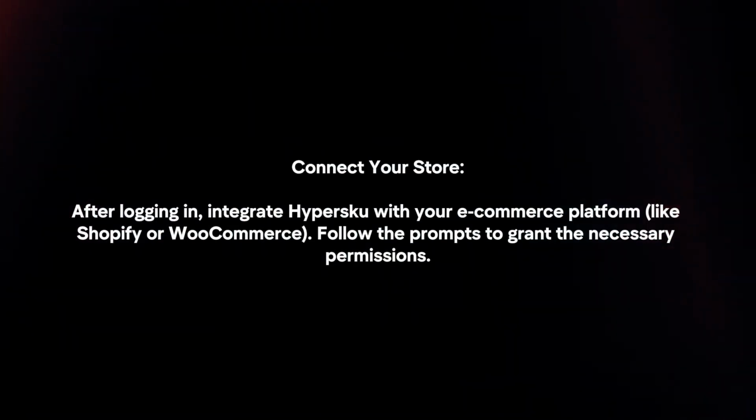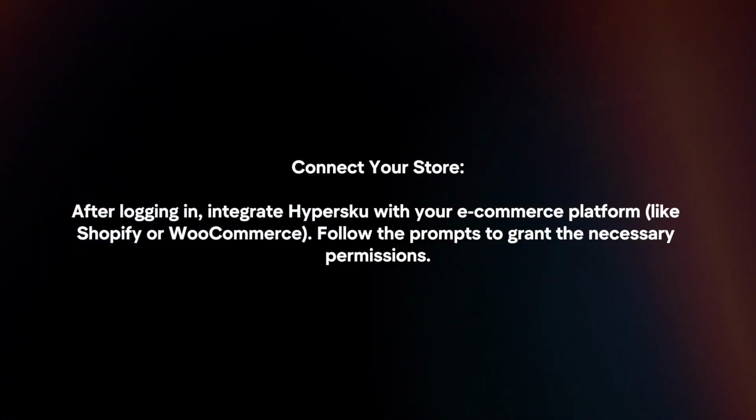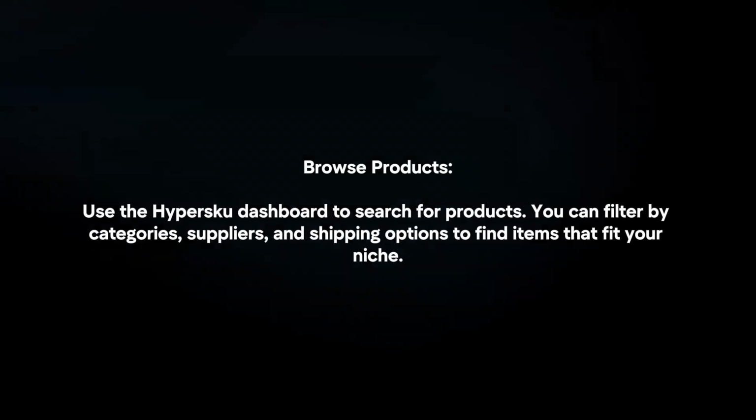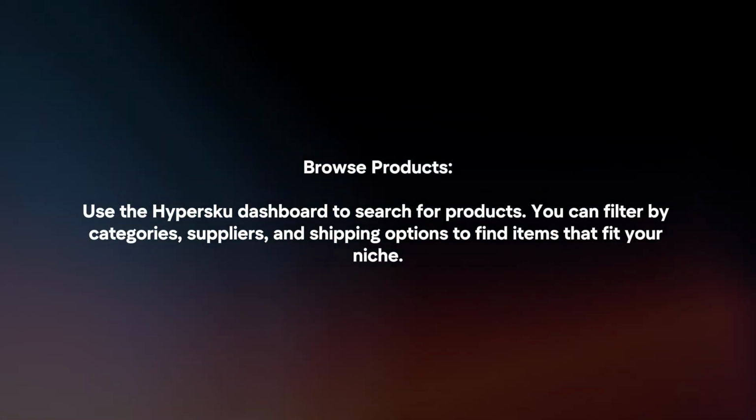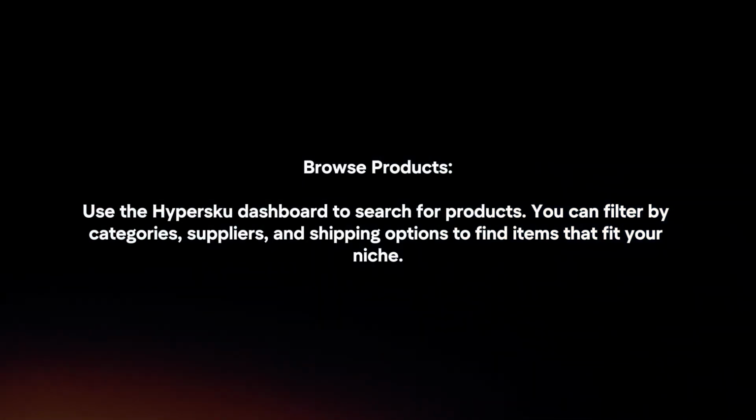Connect your store. After logging in, integrate HyperSKU with your e-commerce platform. Follow the prompts to grant the necessary permissions. Browse products. Use the HyperSKU dashboard to search for products. You can filter by categories, suppliers, and shipping options to find items that fit your niche.